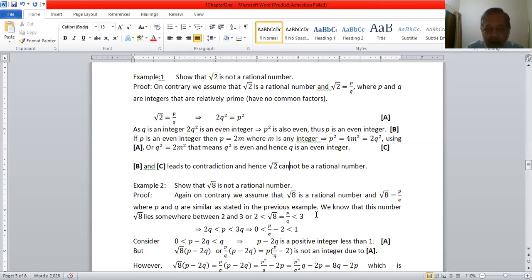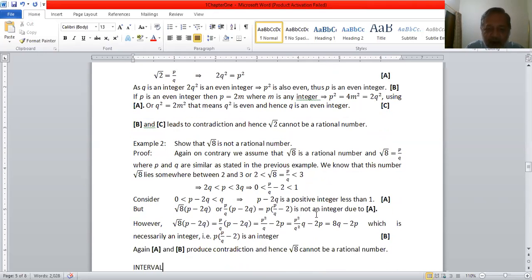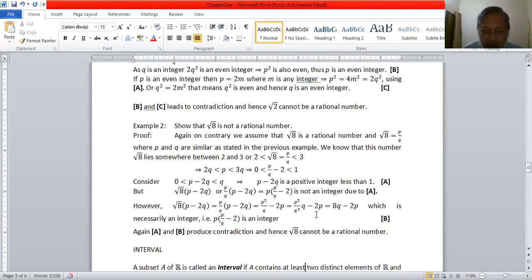For example, root 8 जो है ये rational नहीं है, इसको prove करने के लिए थोड़ा सा हमने कुछ और किया है. Okay, I leave this example for your own exploration and try to understand the logic used in this to prove that root.